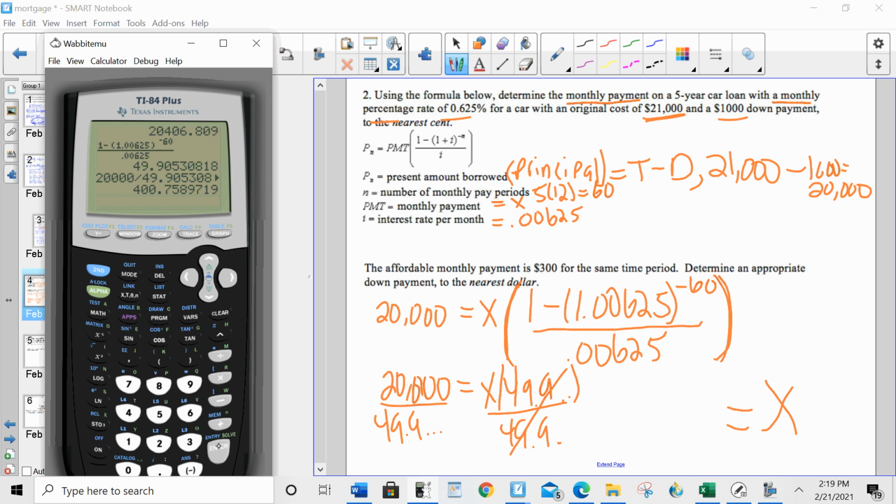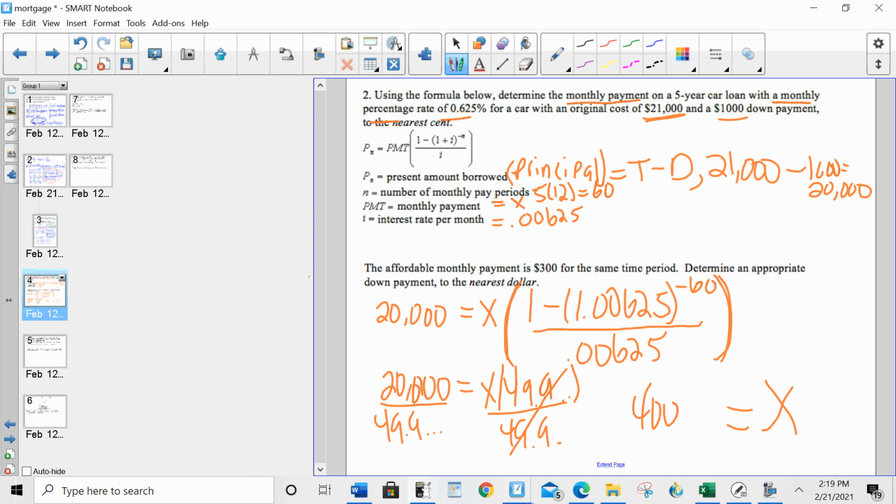It wants the answer to the nearest cent. That's $400.76. Remember, cent is always 2 decimal places. The reason I didn't round to 2 decimal places in the last problem is because it specifically said to the nearest dollar. This question says to the nearest cent. All right, that's the answer to the first question.